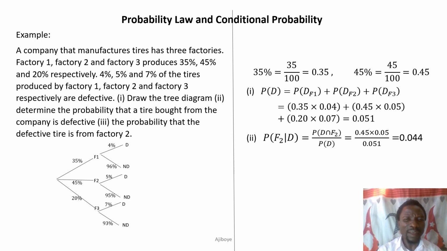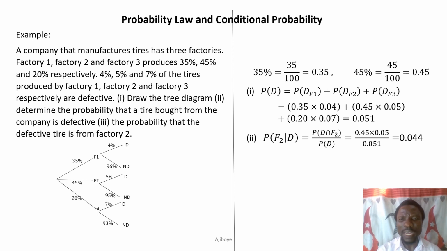So the next thing to do is to find the probability that the tire bought from the company is defective. Please note that 35% can be converted to 0.35 and 45% can be converted to 0.45 as displayed. So the probability of defective tire P of D is equal to probability of defective tire from factory 1, plus probability of defective tire from factory 2, plus proportion of defective tire from factory 3. And that right there is the addition law of probability, because the defective could be from factory 1 or from factory 2 or from factory 3.